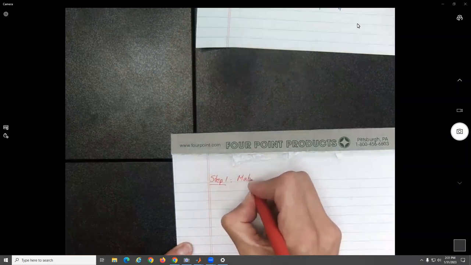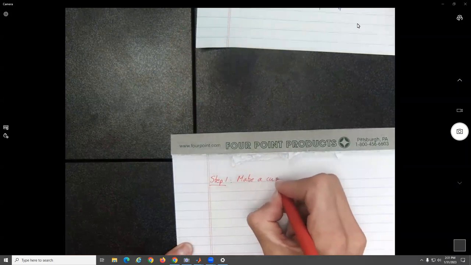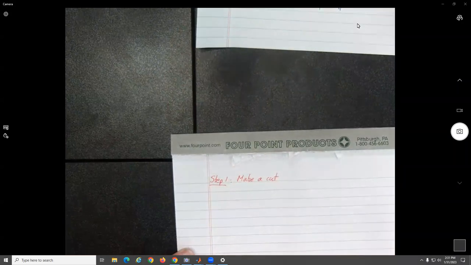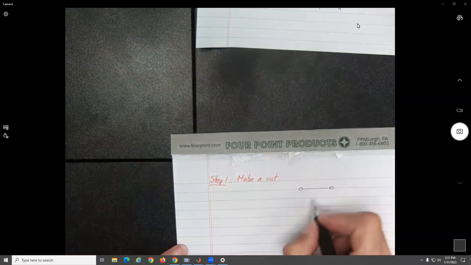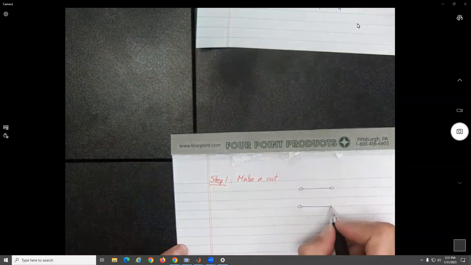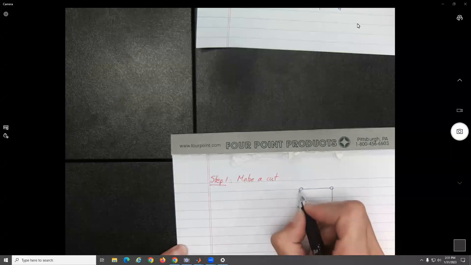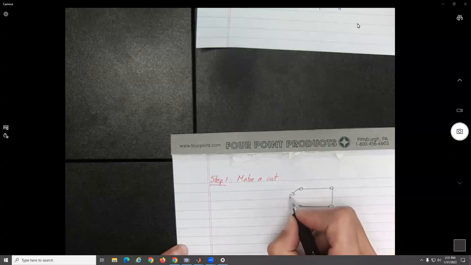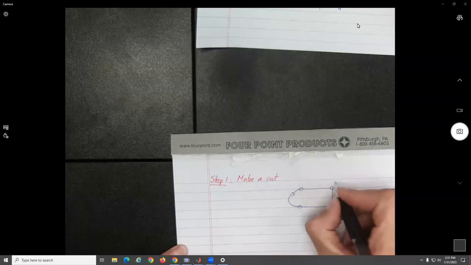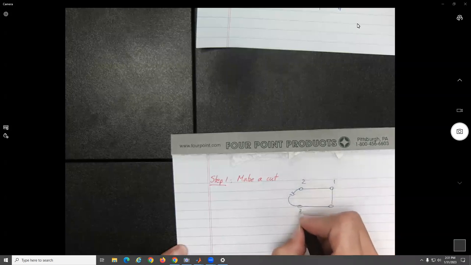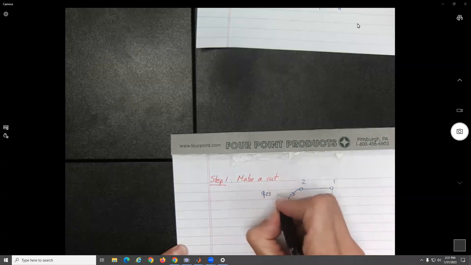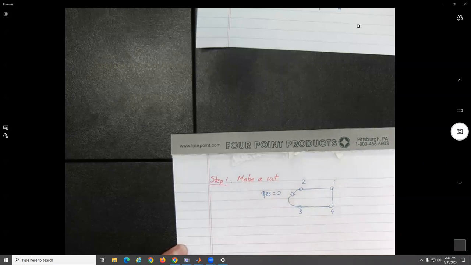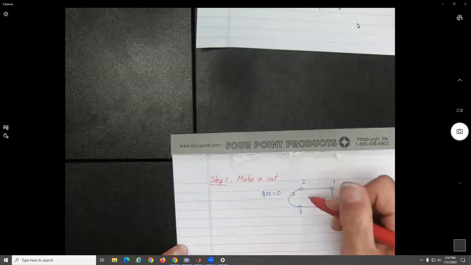Step one. Make a cut. So in our case, I'm going to make the cut over here. 1, 2, 3, 4. So we're going to say Q2,3 equal to 0. We have here.